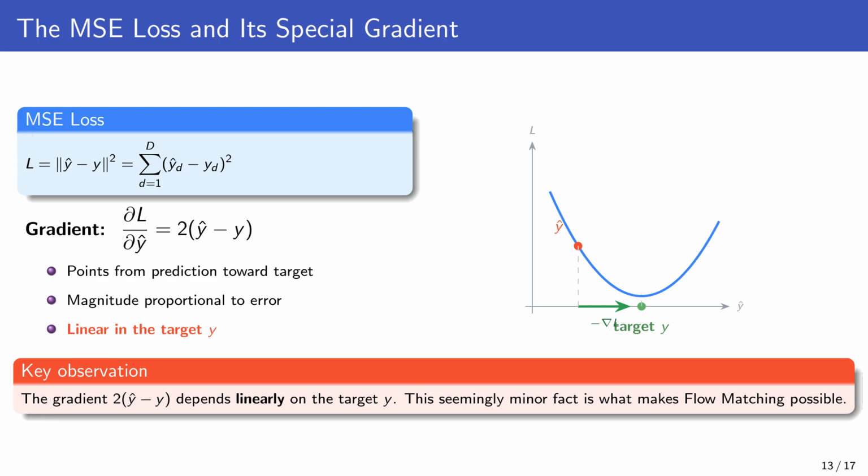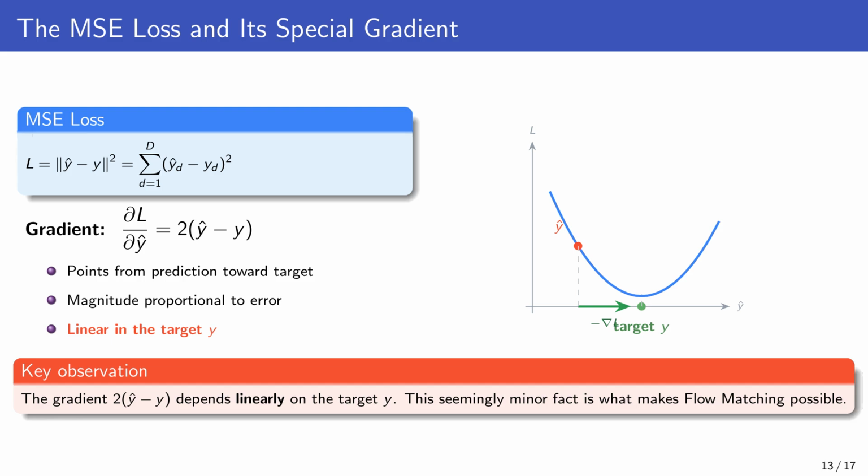The loss is simple, the squared distance between what the network predicts and the target. The gradient with respect to the prediction is 2 times the prediction minus the target. This points from the prediction toward the target with magnitude proportional to the error. Standard stuff. But notice something specific about this gradient.